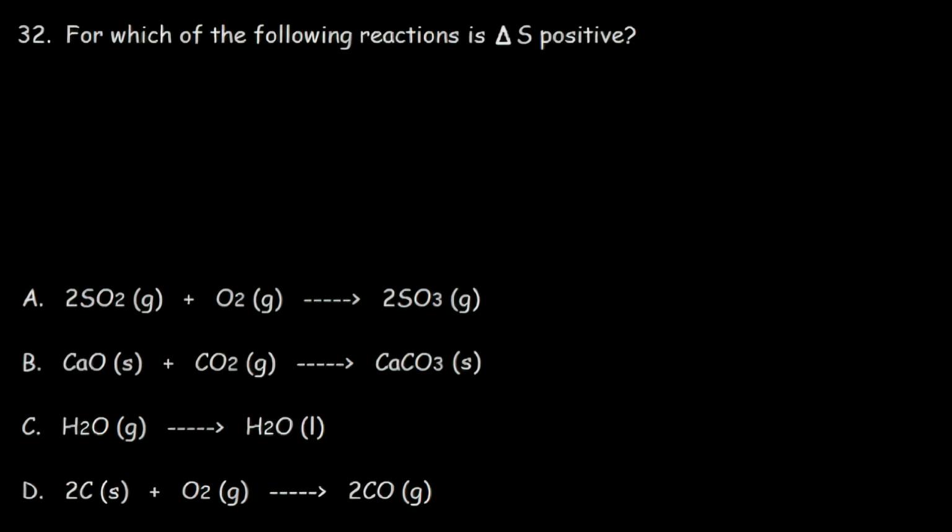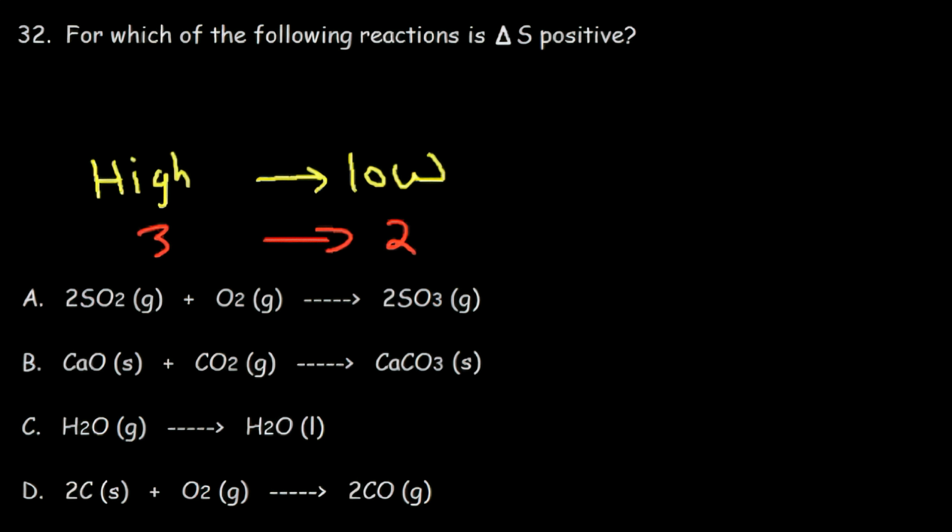So they're very orderly. Now let's look at answer choice A. On the left side we have 3 gas molecules, and on the right side we have 2 gas molecules. So 3 gas molecules have more entropy than 2 gas molecules. So we're going from a high entropy system to a low entropy system. Whenever you go from high to low, the value is decreasing, so delta S is negative, not positive. So A is eliminated. Now let's look at answer choice B.